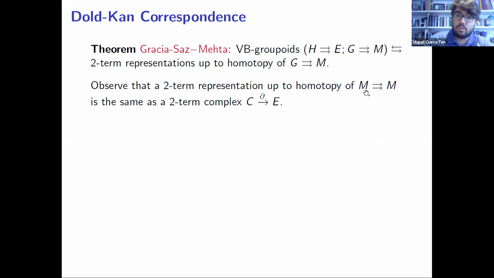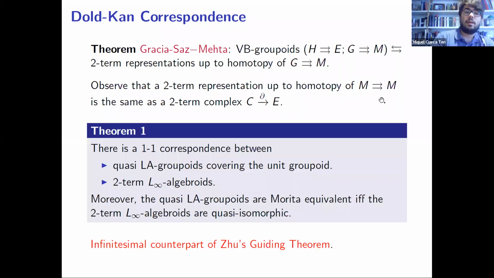Then, if in the base groupoid I just have M, the identity groupoid of M, what happens is that a two-term representation up to homotopy of the identity is just a two-term complex. So there are no higher actions of the groupoid, it's just two vector bundles and a vector bundle map. This is the same as a two-term representation up to homotopy of the identity groupoid. And then we have our theorem that says that there is a one-to-one correspondence between quasi-LA groupoids covering the unit groupoid and two-term L-infinity algebroids. And this is using this decomposition of VB-groupoids into representations up to homotopy, into this complex.